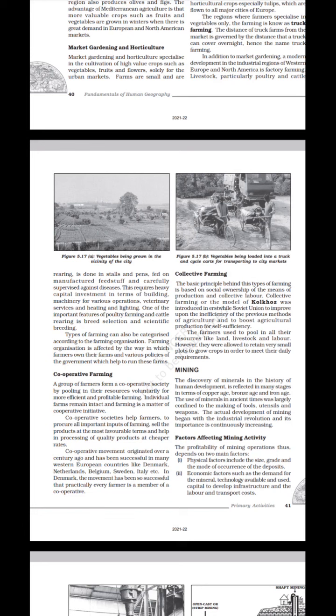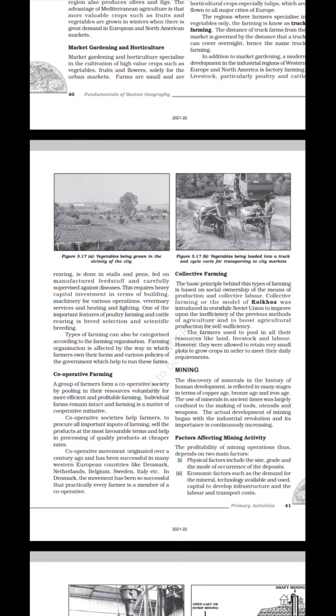Co-operative farming. A group of farmers form a cooperative society by pooling in their resources voluntarily for more efficient and profitable farming. Individual farms remain intact and farming is a matter of cooperative initiative. Cooperative societies help farmers to procure all important inputs of farming, sell the products at the most favorable terms, and help in processing of quality products at cheaper rates. Cooperative movement originated over a century ago and has been successful in many Western European countries like Denmark, Netherlands, Belgium, Sweden, Italy, etc.